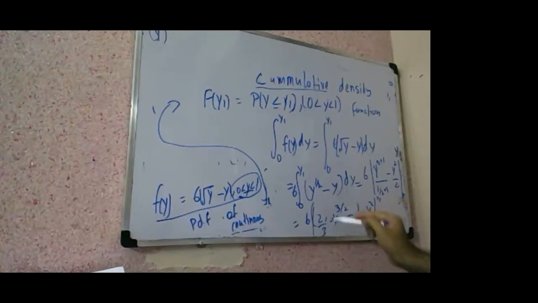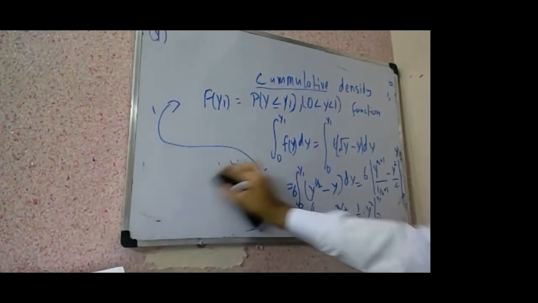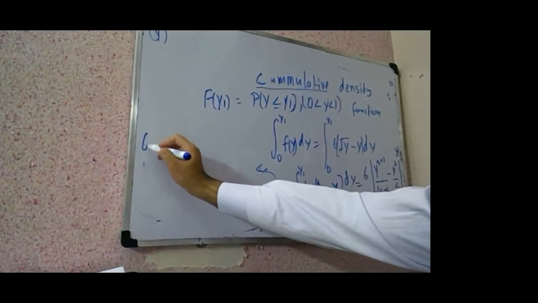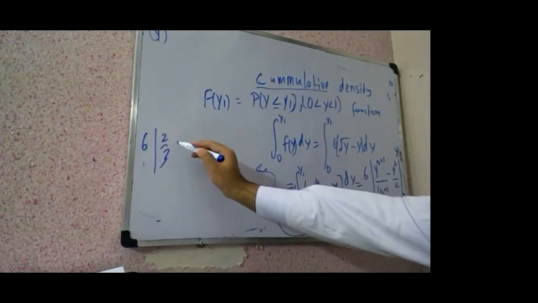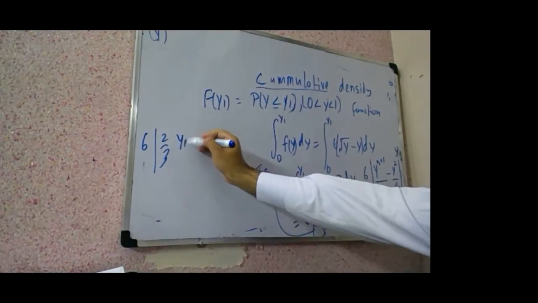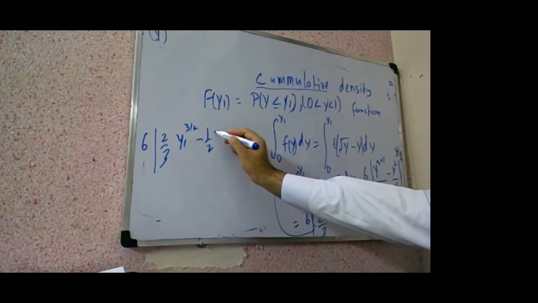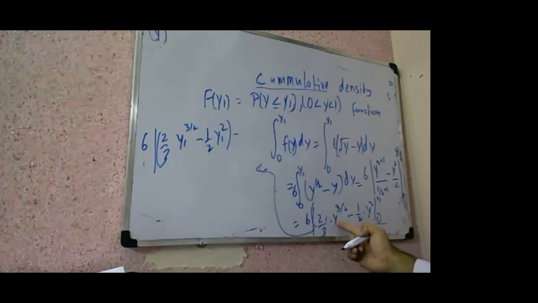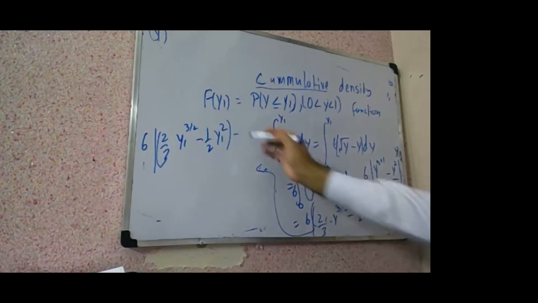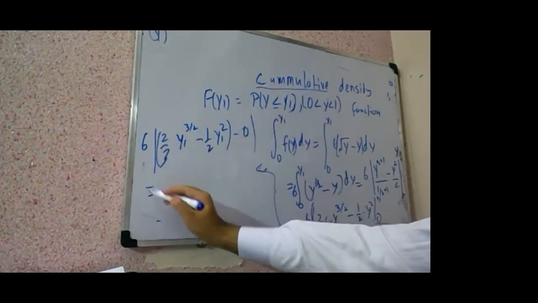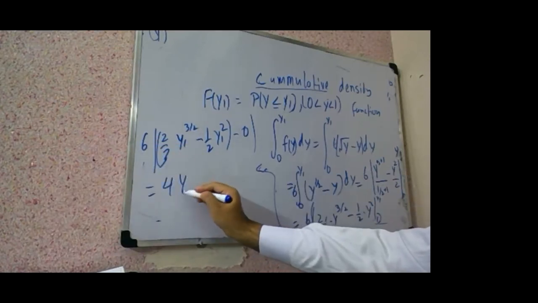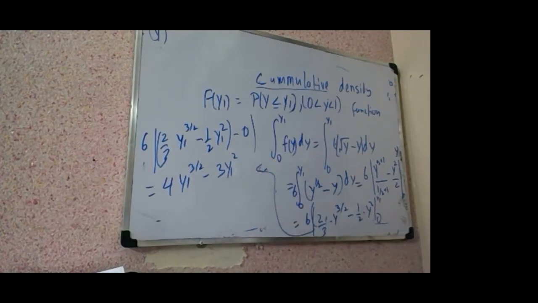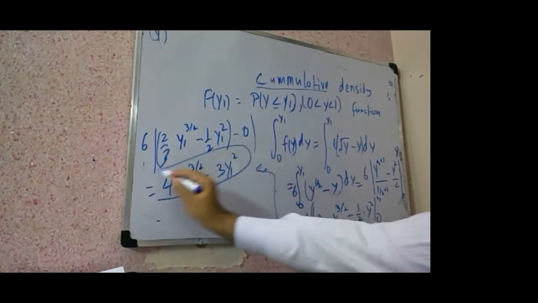So now I open this integral range, which gives me this. First I put 2/3, instead of y, the upper range y1: y1^(3/2) minus 1/2 y1 squared, right? And then I will put 0. When I put 0 here instead of y, it gives me 0, right? So no need to put that. Open the bracket: 4 y1^(3/2) minus 3 y1 squared, right? So from here, this is our cumulative frequency distribution.